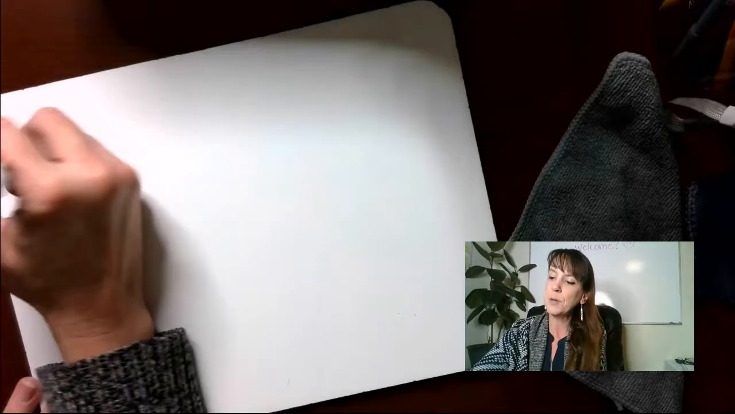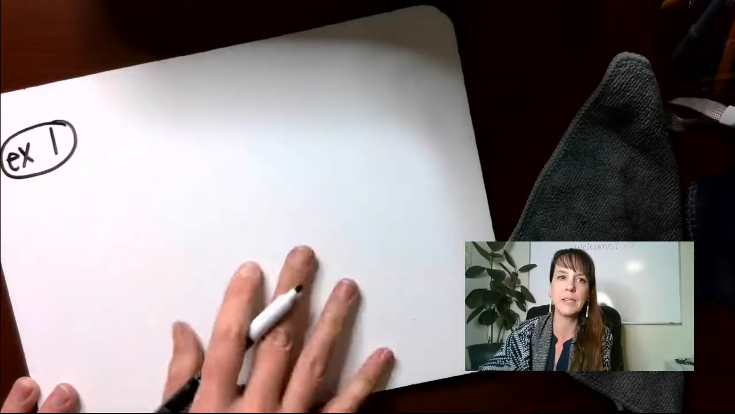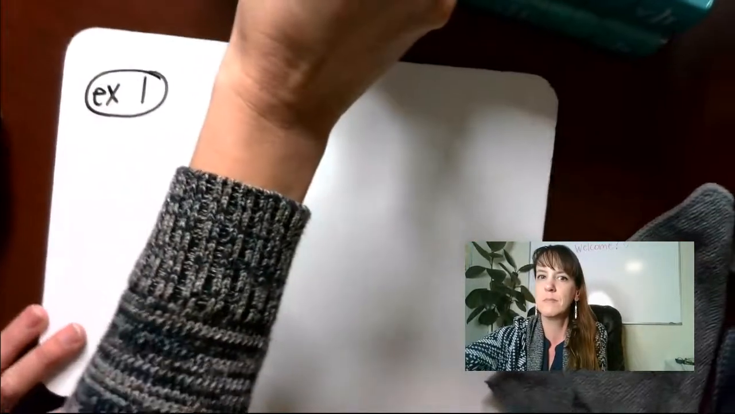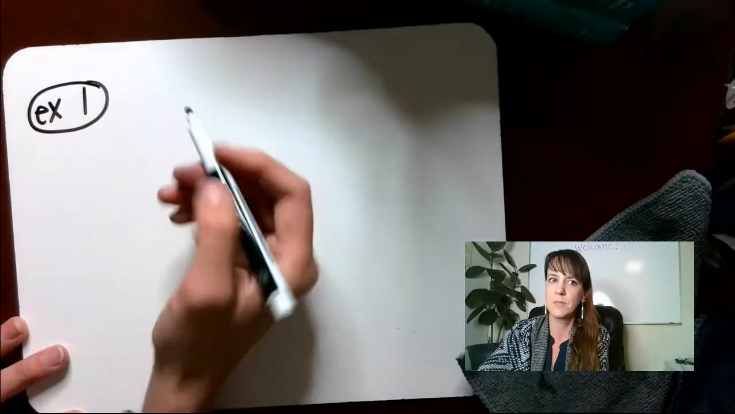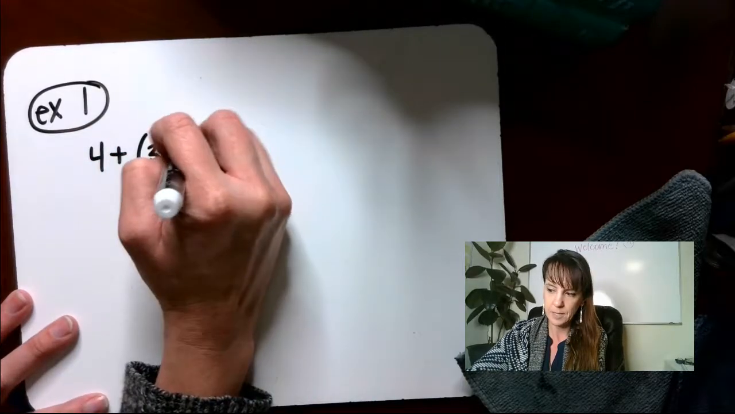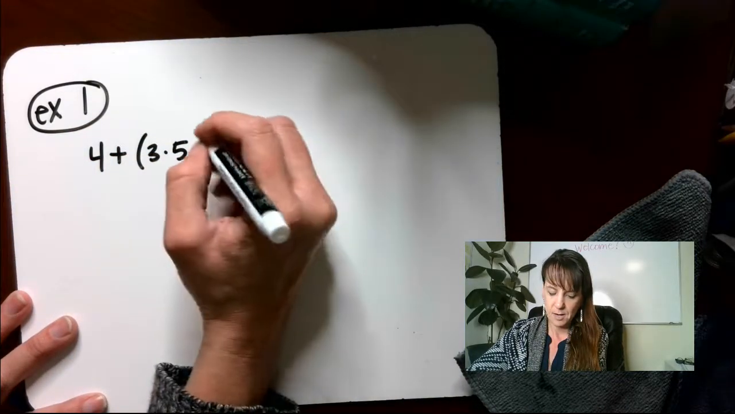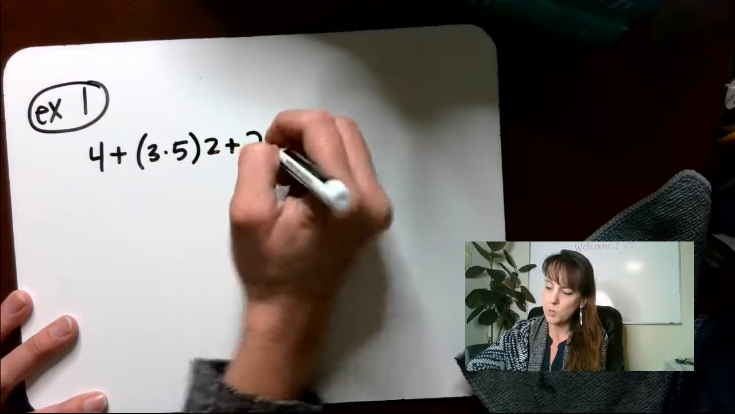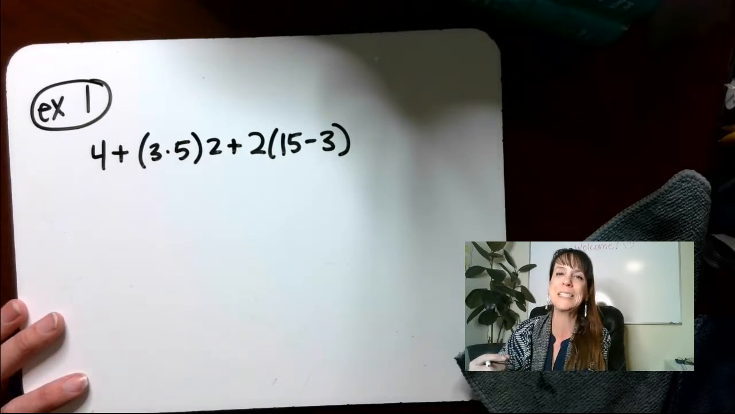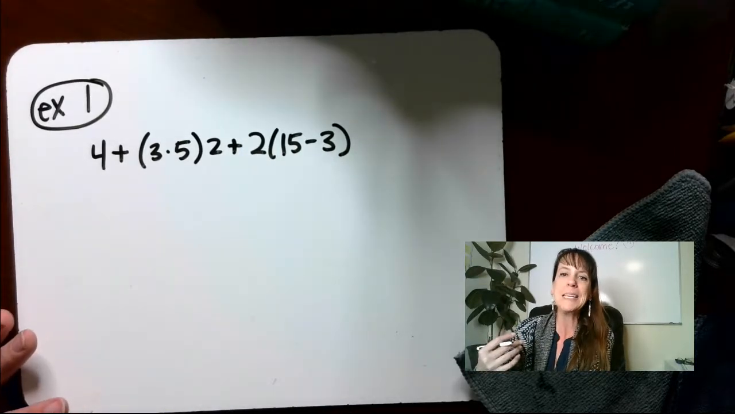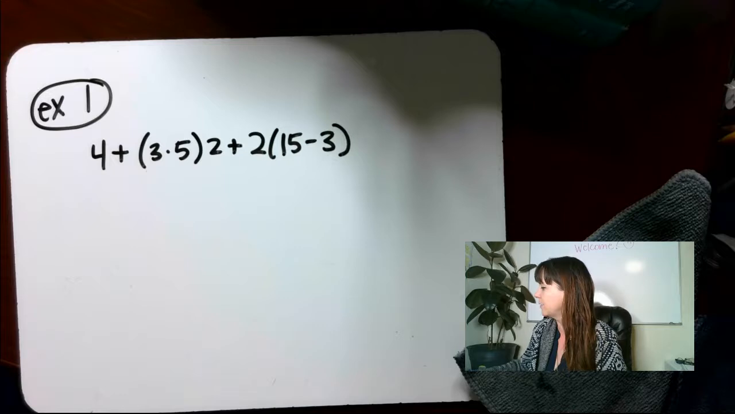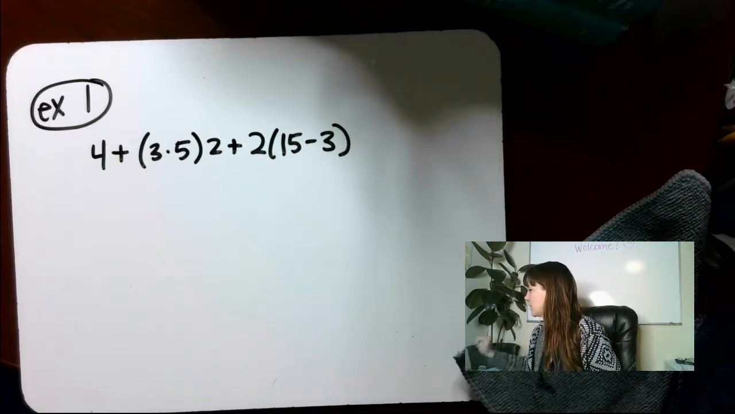Okay, so example number 1. If I write it down, you best be writing it down too. Example number 1: 4 plus 3 times 5 times 2 plus 2, 15 minus 3. Now, friendly reminder, we always do our parentheses first. Please excuse my dear Aunt Sally, right? Now remember, please excuse my dear Aunt Sally is sort of a guideline, not always set in stone. And I'll go over what that means for some of these other ones.